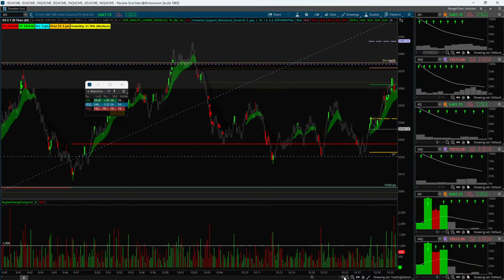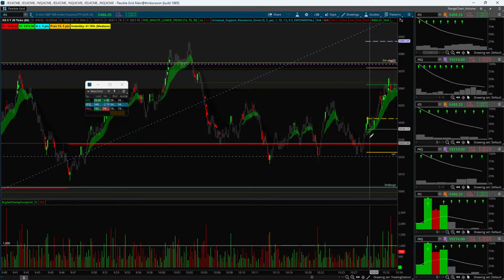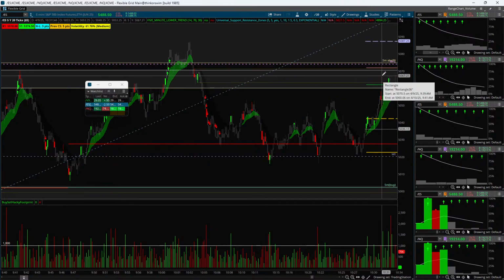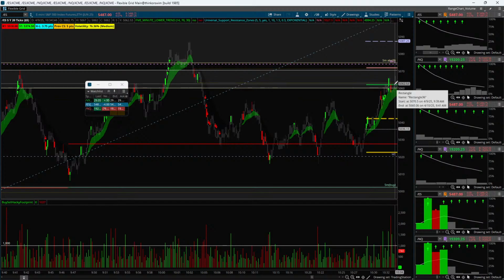We got this nice little sell off there, and then price came back right to that level. So we see this high. This high is 5067. This high is 5067 as well. I think that was my exit.